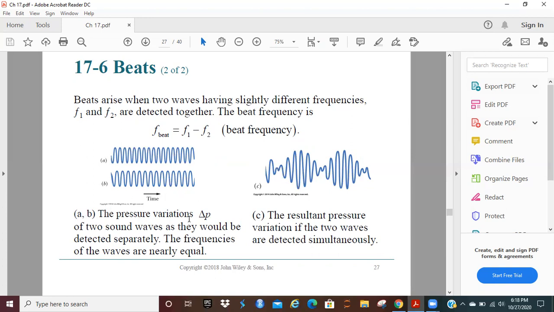The pressure variations, delta P, of the two sound waves, as they would be detected separately, is what you're seeing here. The frequencies are very close, but as you would expect out of an orchestra or a band, you want them to be exactly the same frequency. If they're not, you're going to hear a difference in the resultant pressure variation if the two frequencies are detected simultaneously. In other words, if you take the difference between the two, this is what it's going to end up looking like.